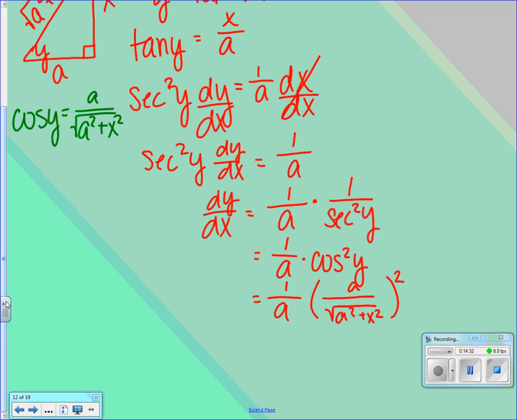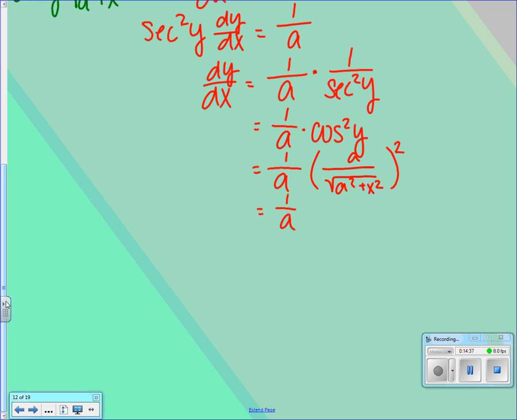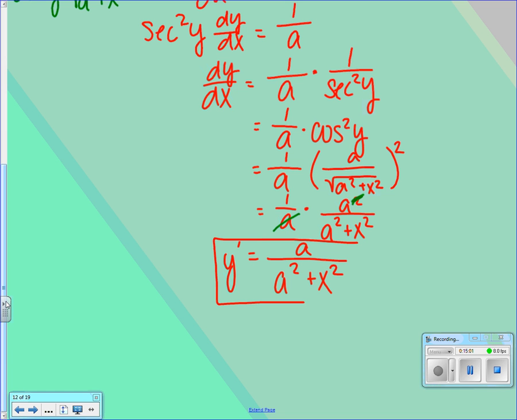Now if you look, it actually makes it a little bit easier because your radical disappears, because the square root of something squared would just be what's left in the radical. And so this a here cancels with one of these a's, and so we end up with, for our derivative, a over a squared plus x squared, which is what you had on your paper from earlier.